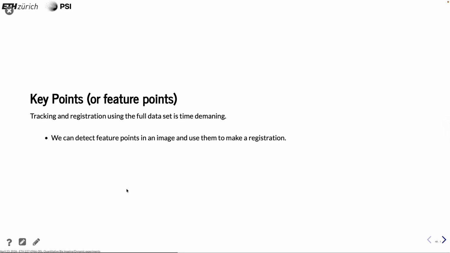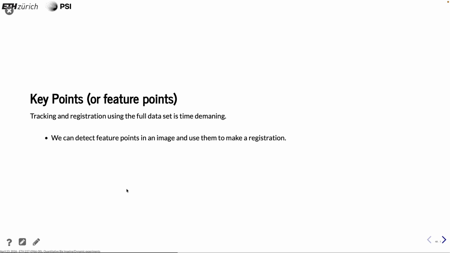So let's continue. The thing with tracking is that it actually has to compare images or features in the image in order to make it possible. And working with the whole image, in particular if you have 3D data or 4D data, is very time consuming and also may overload your computer. So an alternative way is to work with key points.